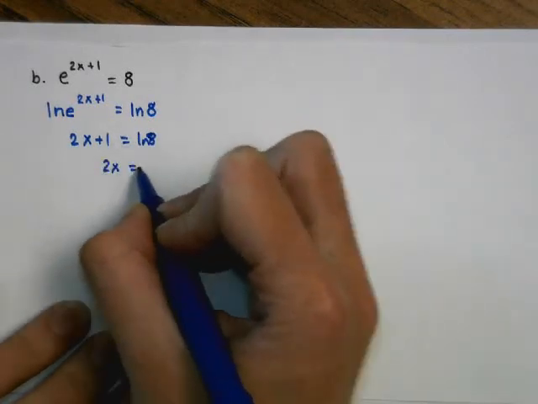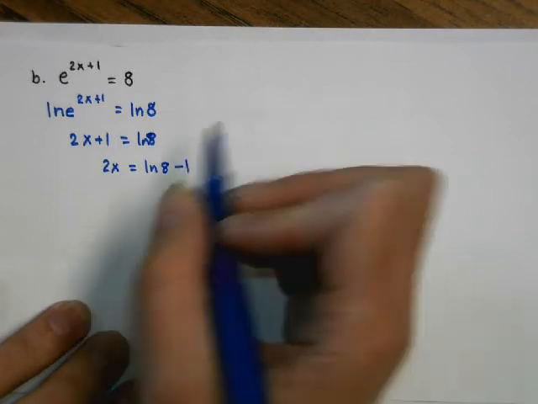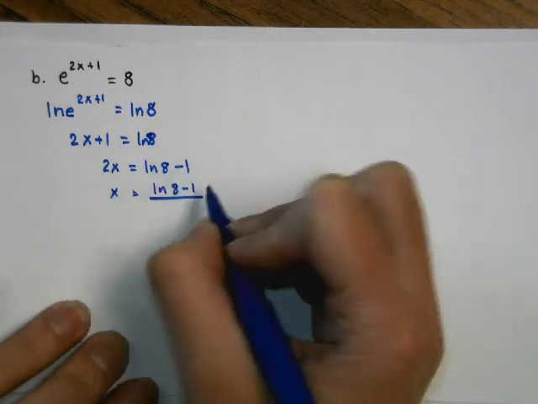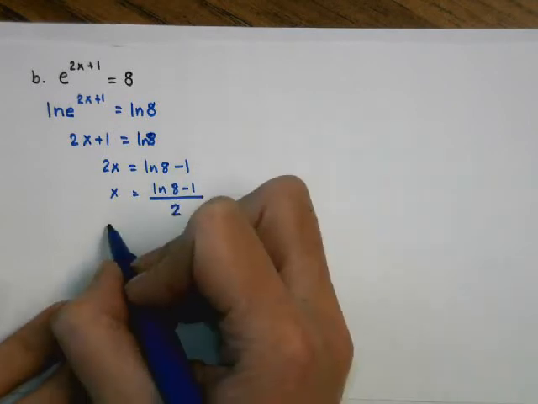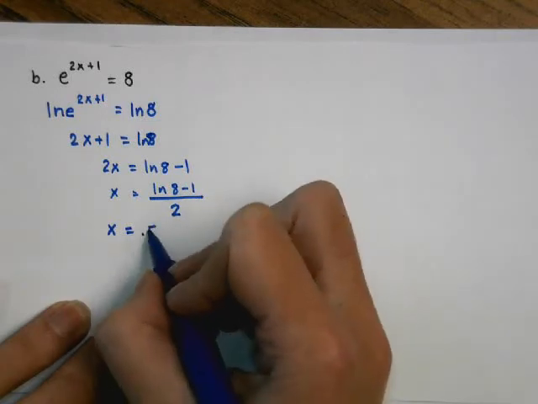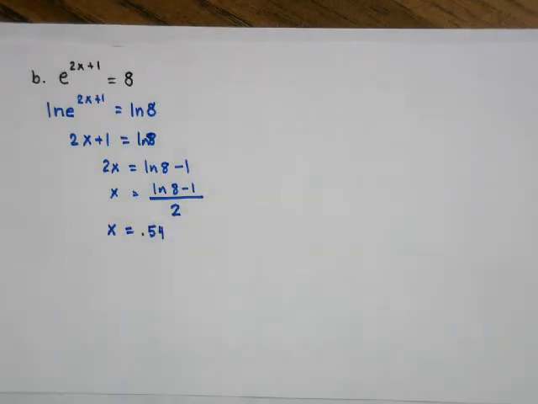So 2x is going to equal the natural log of 8 minus 1. So x is going to equal (natural log of 8 minus 1) over 2. Plugging that into the calculator, you'll get about 0.54 as our solution there.